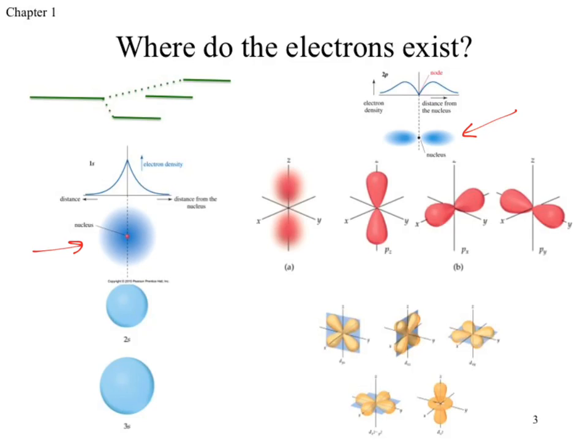So it's ultimately a probability. We look at those shapes and say, well, that looks like a sphere, so I'm going to draw it as a sphere. For the p orbitals, that looks like a dumbbell, so I'm going to draw it as a dumbbell. The drawings that we use are the 95% probability. It might even be lower than that. It might even be the 90% probability.